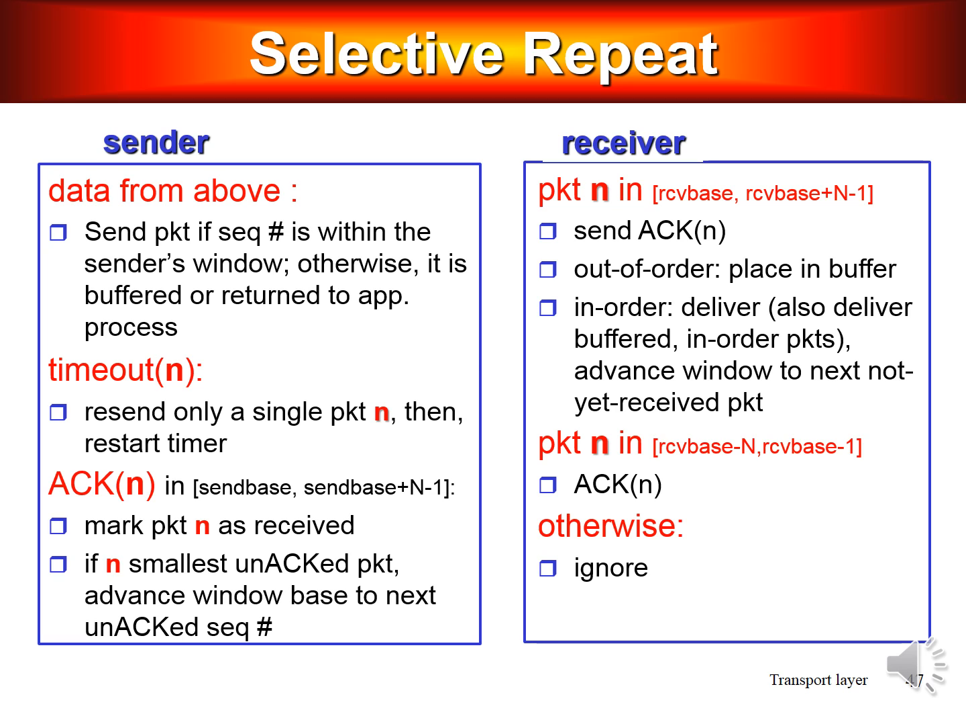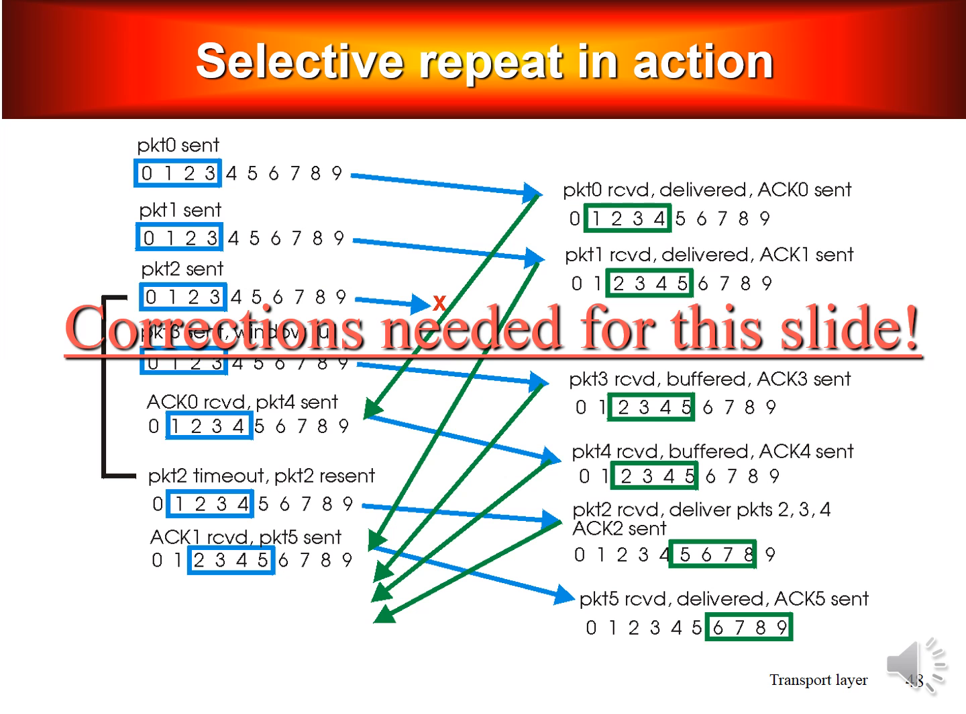When acknowledgement n arrives in the window from base to base plus N minus 1, mark packet n as received. If n is the smallest unacknowledged packet, advance the window base to the next unacknowledged sequence number. At the receiver, when packet n arrives in the receiver window, send acknowledgement n. If out of order, buffer it; if in order, deliver it along with any buffered in-order packets, and advance the window to the next not-yet-received packet. Otherwise, acknowledge n. That is selective repeat in action.